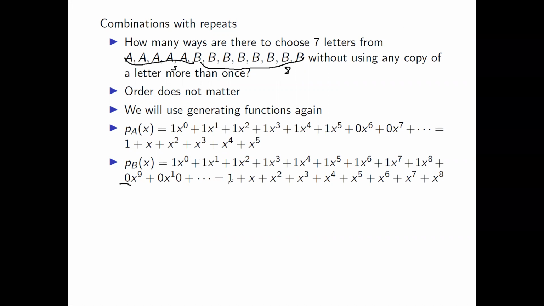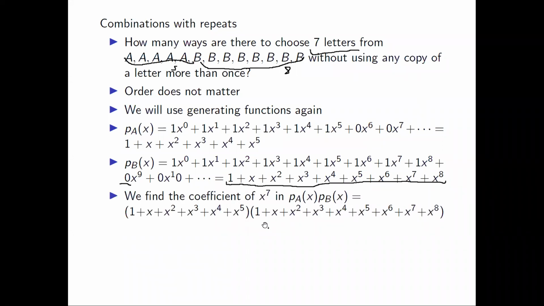And we can simplify that to the sum 1 plus x squared all the way up to x to the 8th. And we'll use the same method we used on the last slide. We take these two polynomials, we multiply them together, and we look at what is the x to the 7th coefficient this time, because we're choosing 7 letters. So we want the x to the 7th coefficient.